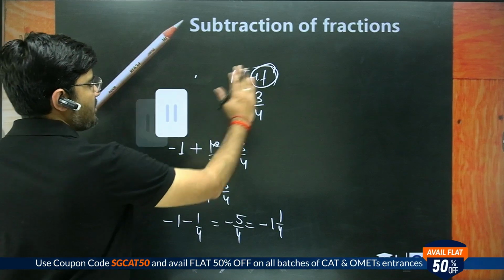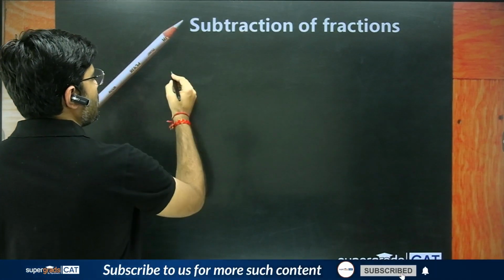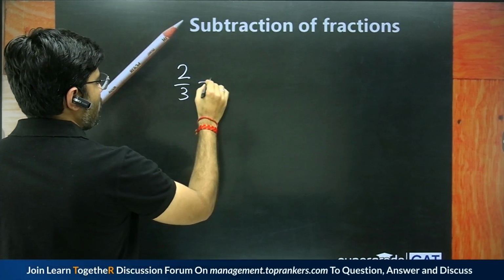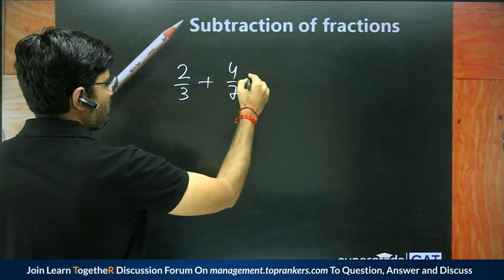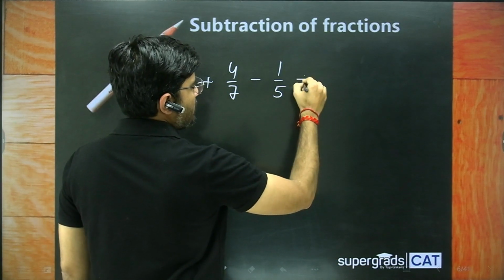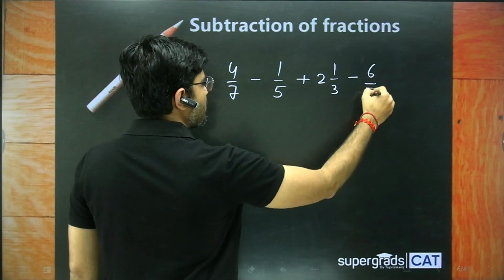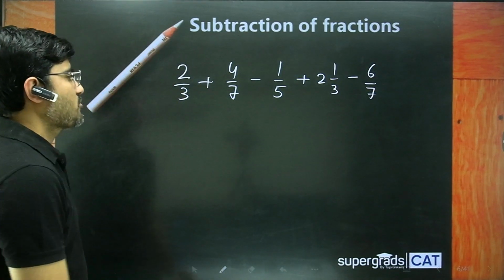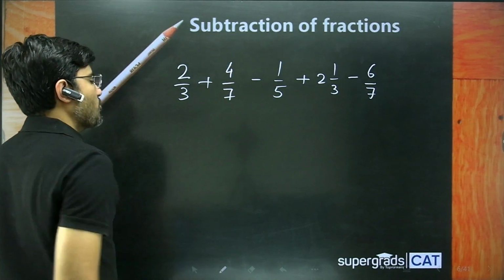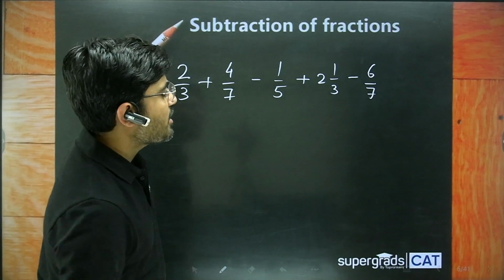Suppose a series is given. How will you solve? 2 by 3 plus 4 by 7 minus 1 by 5 plus 2 1 by 3 minus 6 by 7. How are we going to solve this? How are we going to target this?